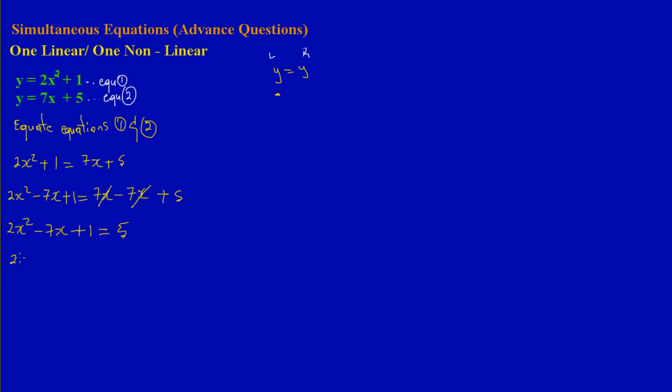So I would have 2x squared minus 7x plus 1, and if I'm subtracting 5 from both sides, I would have minus 5 is equal to 5 minus 5. I would be left with 2x squared minus 7x, and this would give me a negative 4, and that is equal to 5 minus 5, which cancels out, so I'm left with 0. Now when you look at this, you see that we have a quadratic equation in its general form.